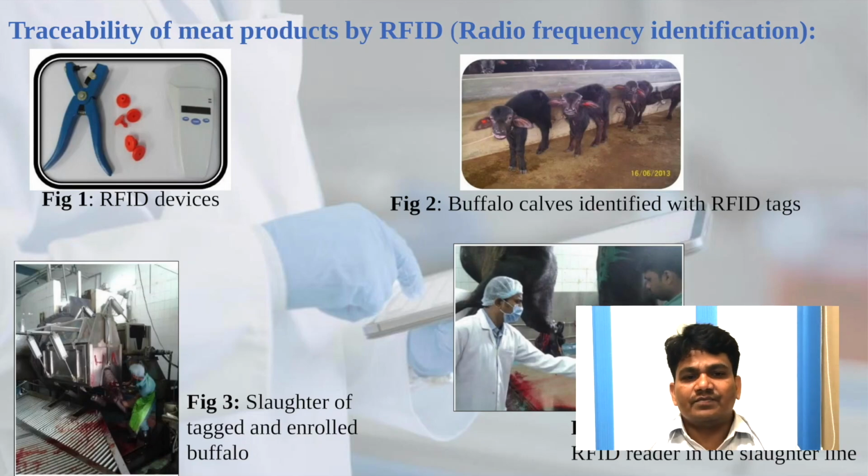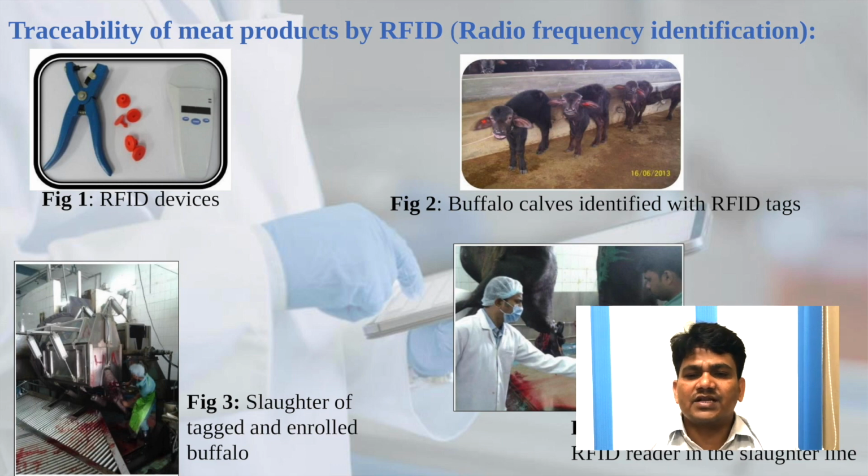Traceability of meat products by RFID. Radio frequency identification can also be used, and it can give proper information about the products. We can have RFID devices, with buffalo calves identified with RFID tags.